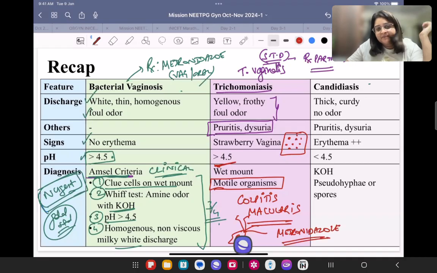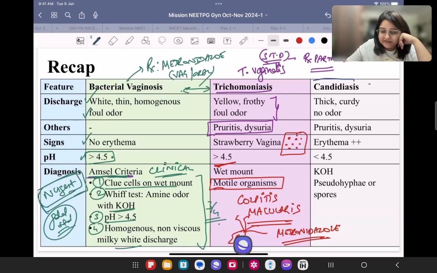So usually BV and trichomonas coexist. Okay, they coexist because trichomoniasis is going to change the pH, and that will predispose the woman to have BV. And if the woman has BV, it changes the pH, it predisposes her, if she's sexually active, to develop trichomoniasis. So usually both coexist together.